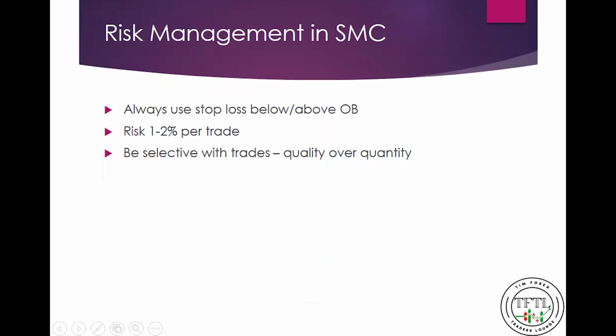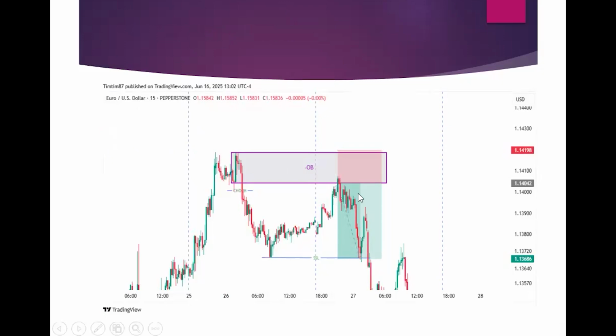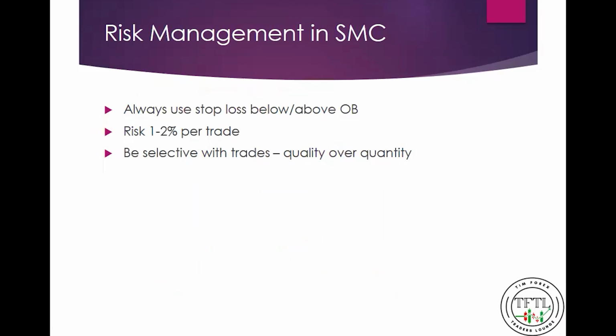So again, risk management is very important even in SMC, as much as it's giving you a higher risk to reward ratio. So always use your stop loss below or above OBs. So this is an OB, and you can see where I'm putting my stop loss above the OB. Then always ensure that you risk 1 to 2% per trade. So don't risk more than 2% of your capital per trade.